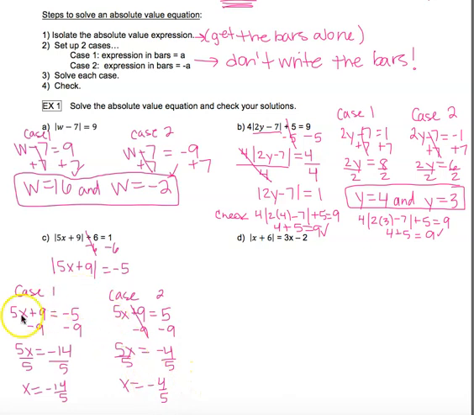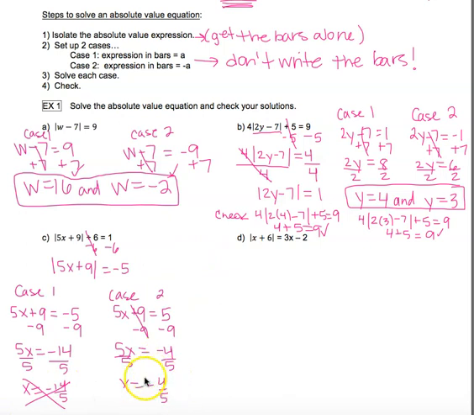So now I need to check it. So 5 times negative 14 fifths. The 2 5s are going to cancel each other out. So that just gives me negative 14. Negative 14 plus 9 is negative 5. The absolute value of negative 5 is 5. 5 plus 6 is not 1. 5 plus 6 is 11. So this does not work.